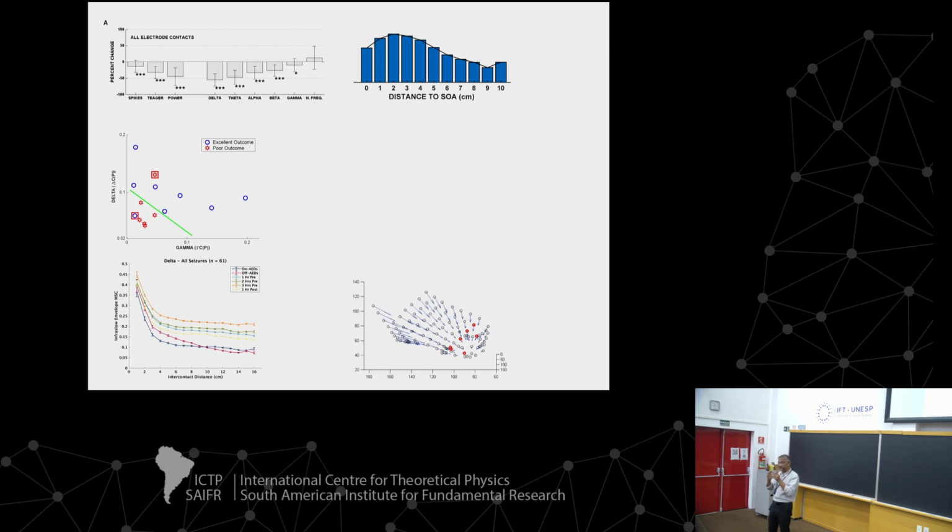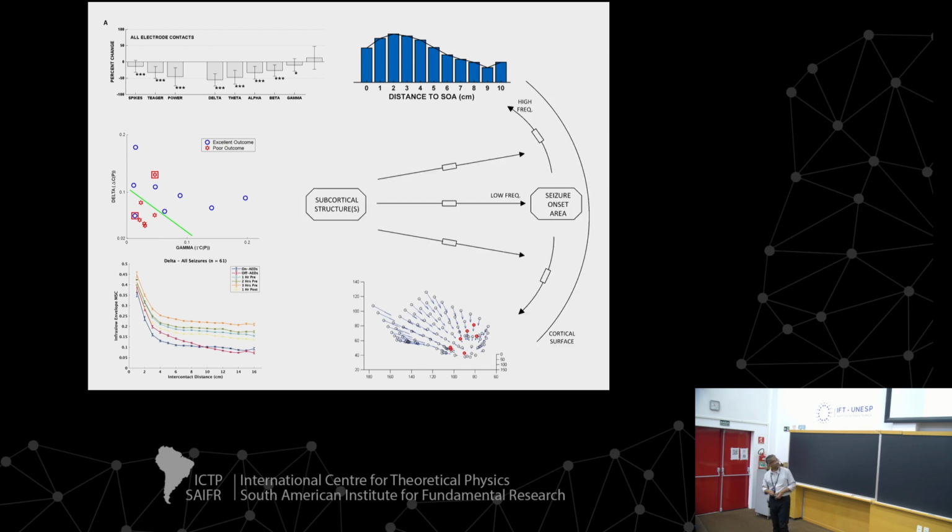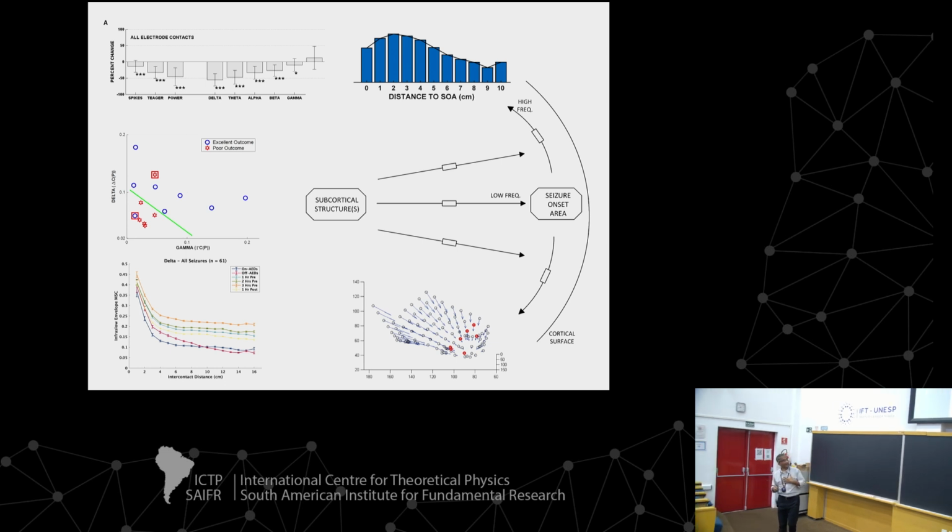Not in the seizure onset area, but just in the peri-seizure onset area, around the seizure onset area, I don't see that profile in the delta band. So my speculation is that we have this sort of structure. This is a network model that I assume is motivating the data, that there is a subcortical structure that is activating the cortex and it's manifesting in a low frequency band, primarily delta.